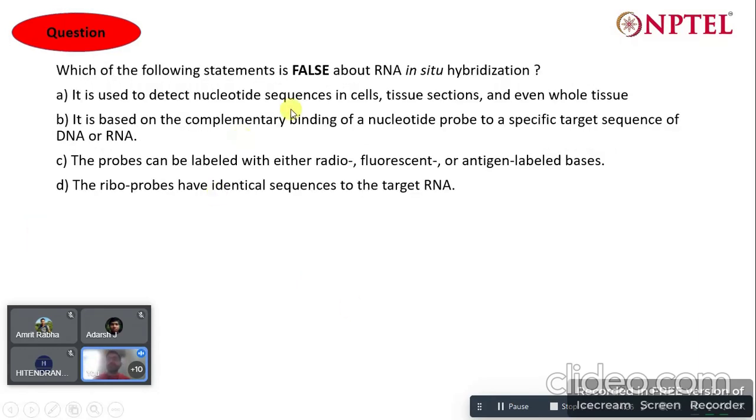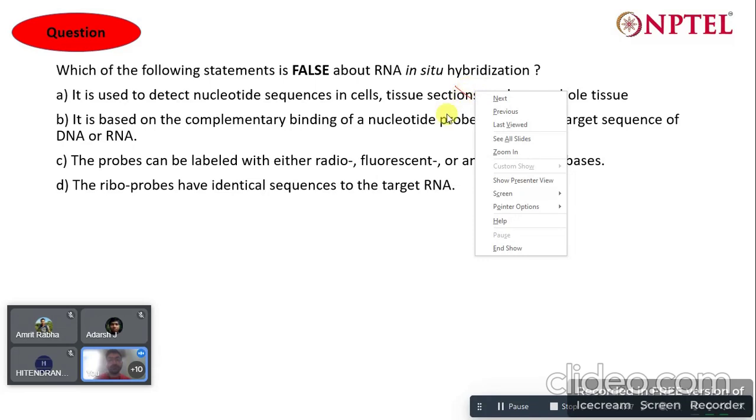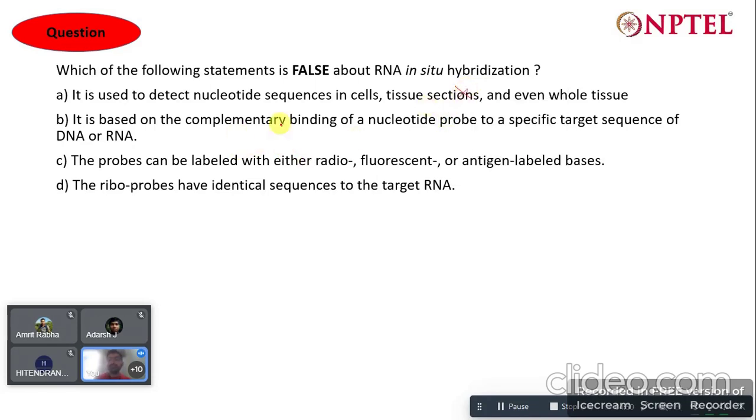Which of the following statements is false about RNA in situ hybridization? The first option is, it is used to detect nucleotide sequences in cells, tissue sections, and even whole tissue. Nucleotide, it doesn't really detect. First option is wrong, sorry. And then, it is based on the complementary binding of a nucleotide probe to a specific target sequence of DNA or RNA. Yes, this is also correct.